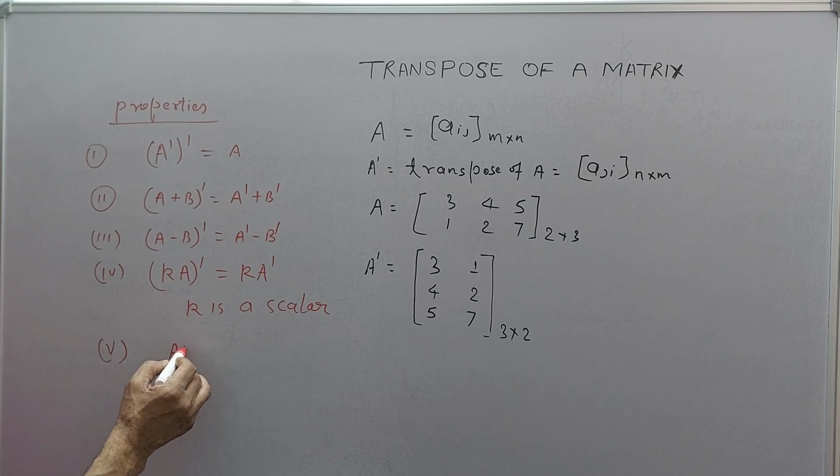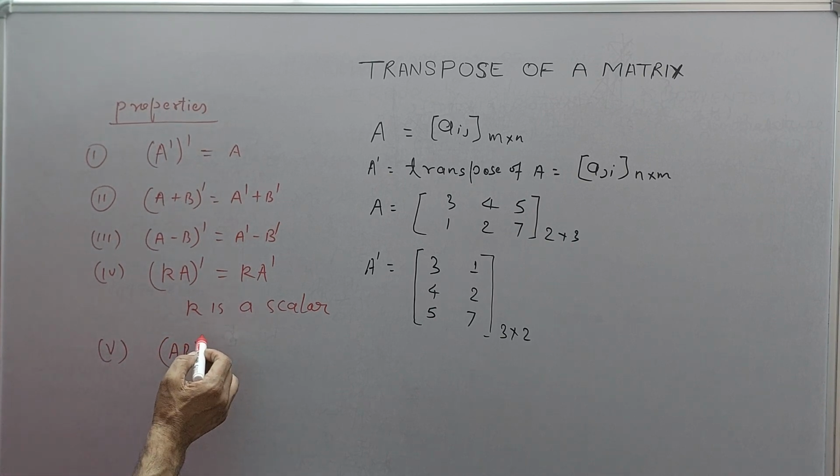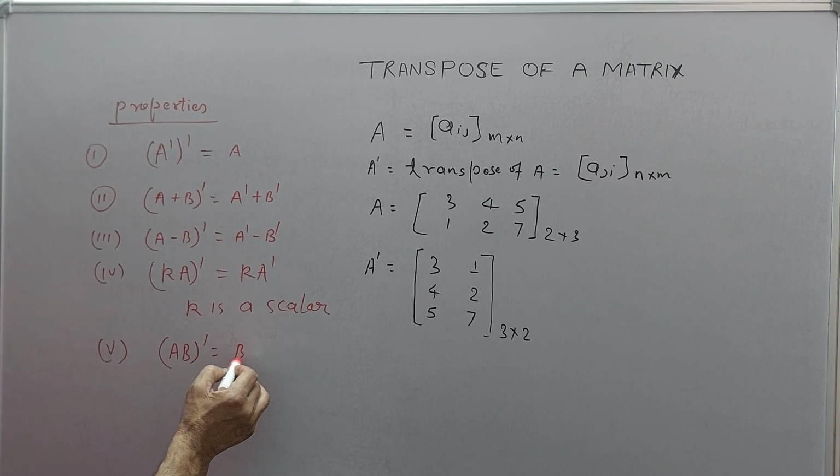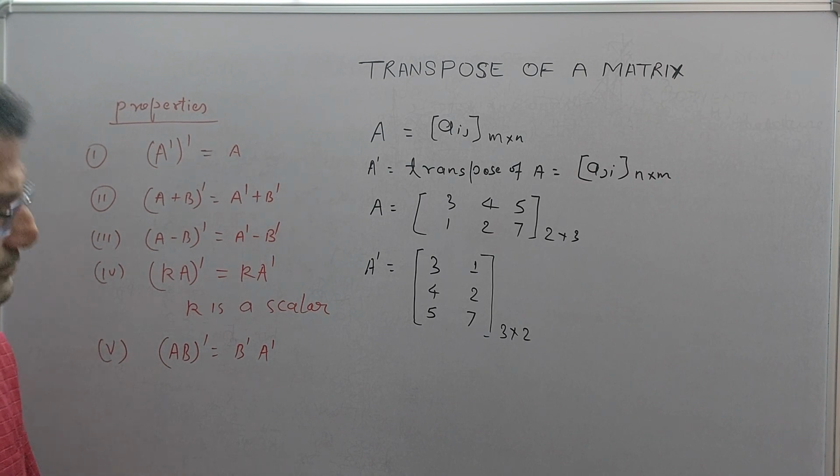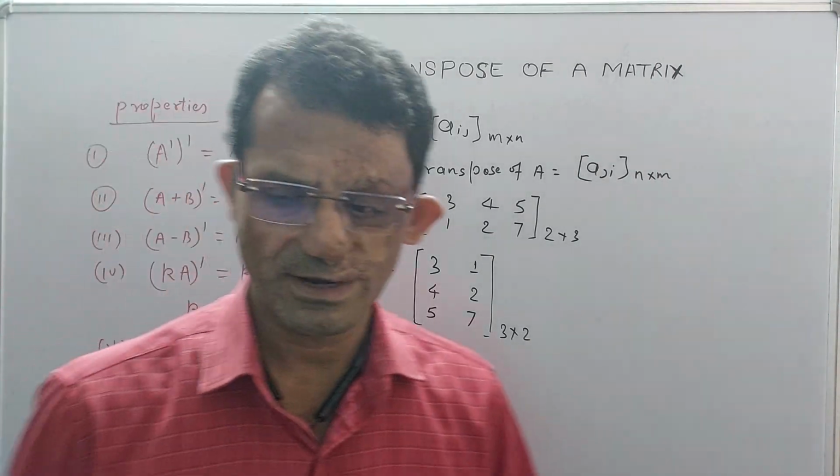And the fifth one is a very important property of the transpose. For matrix multiplication, the transpose of the product is just the order changed and multiplied with their corresponding transposes, B transpose and A transpose. So these are the properties under transpose. Next we go to some questions and then symmetric and skew symmetric matrices.